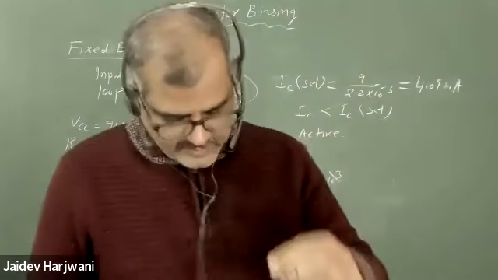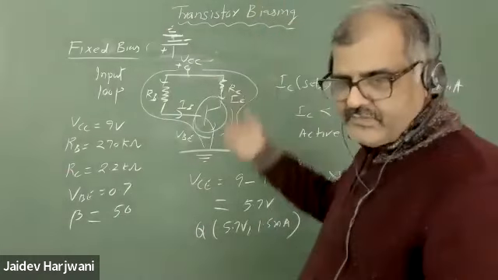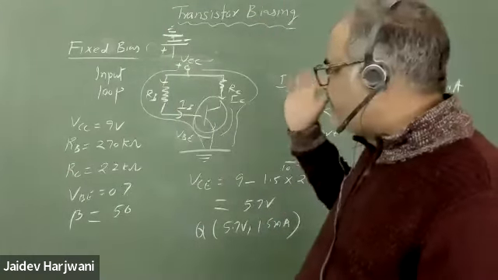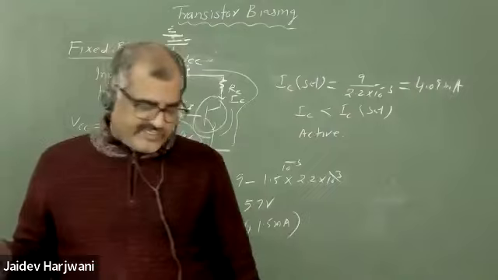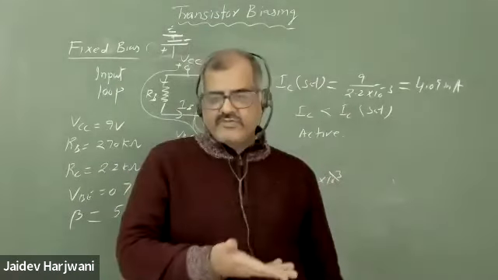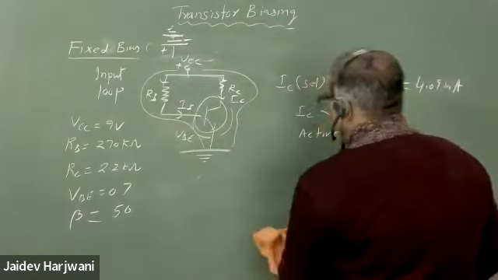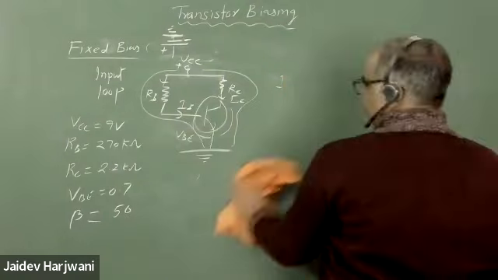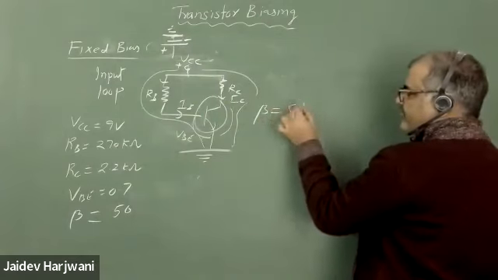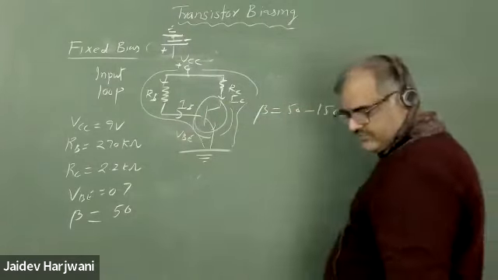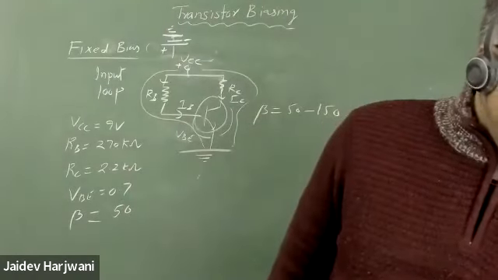Now, as you can see, if there is a variation of beta in the circuit, then obviously your IC will change, and you want to fix it in the active region, but it may go into saturation also. So that's why this biasing is not good. For example, suppose temperature increases and beta varies from 50 to 150.